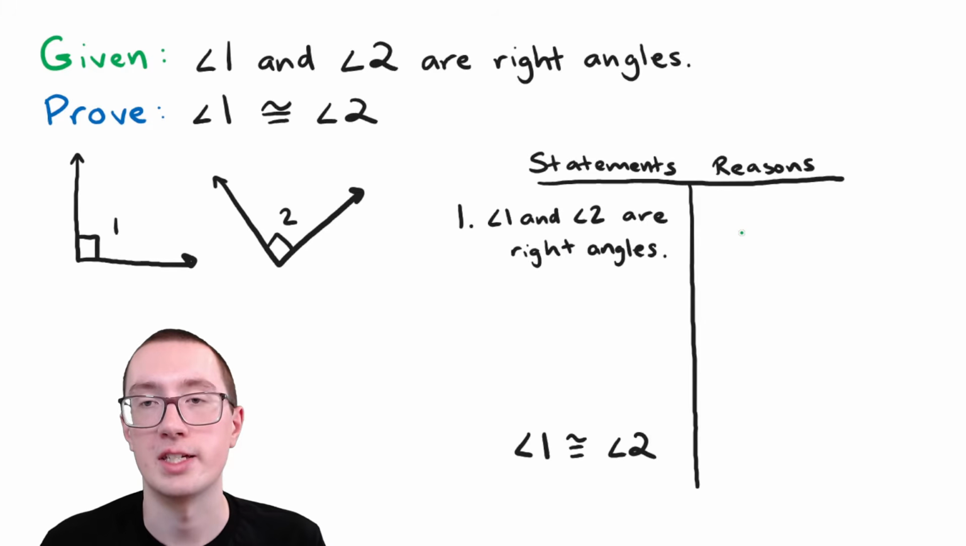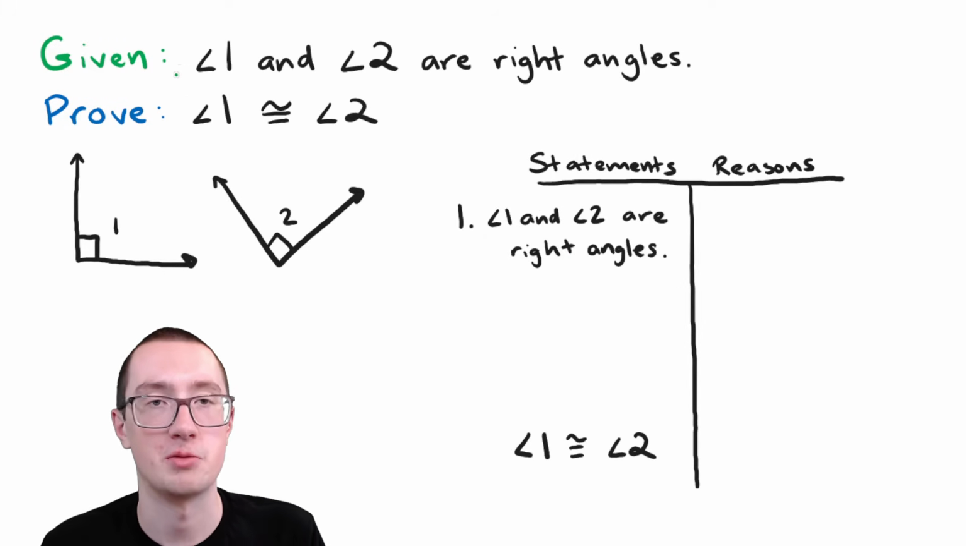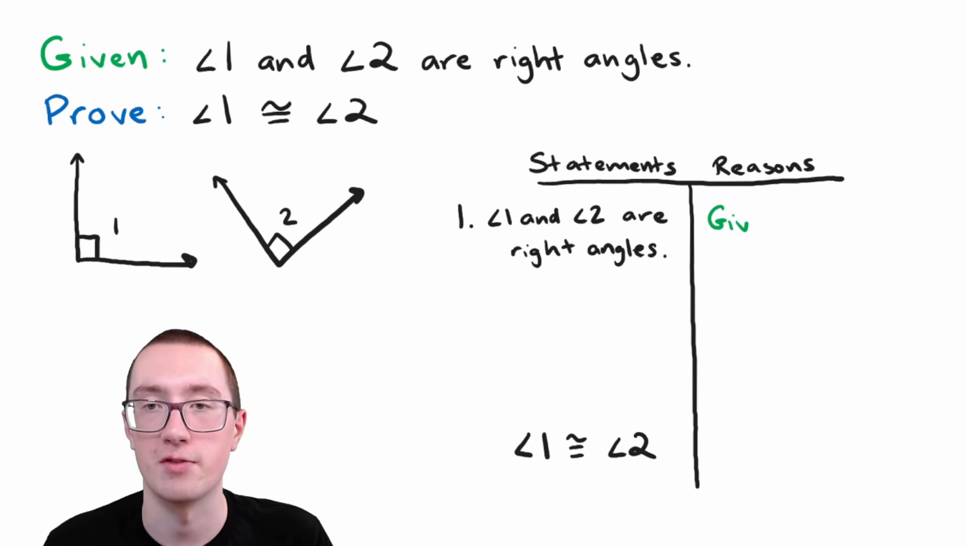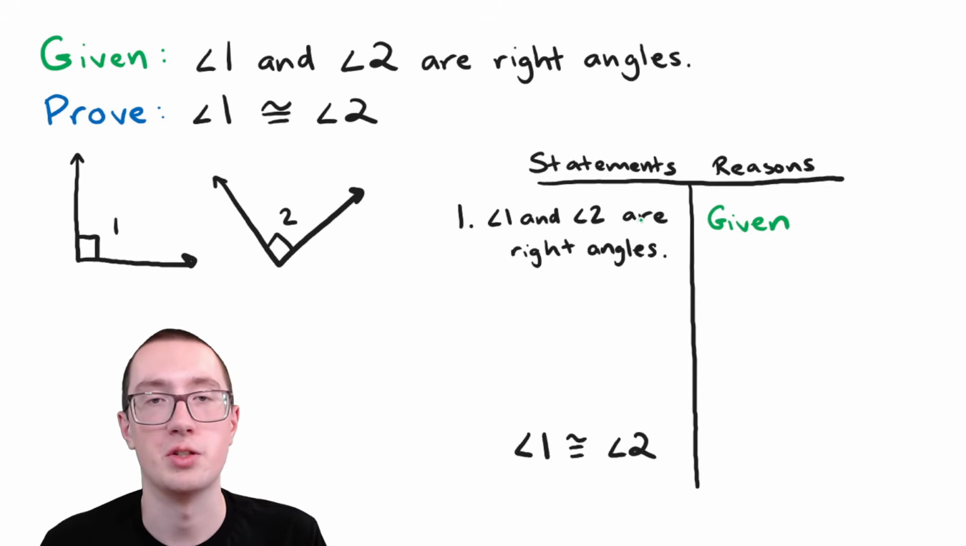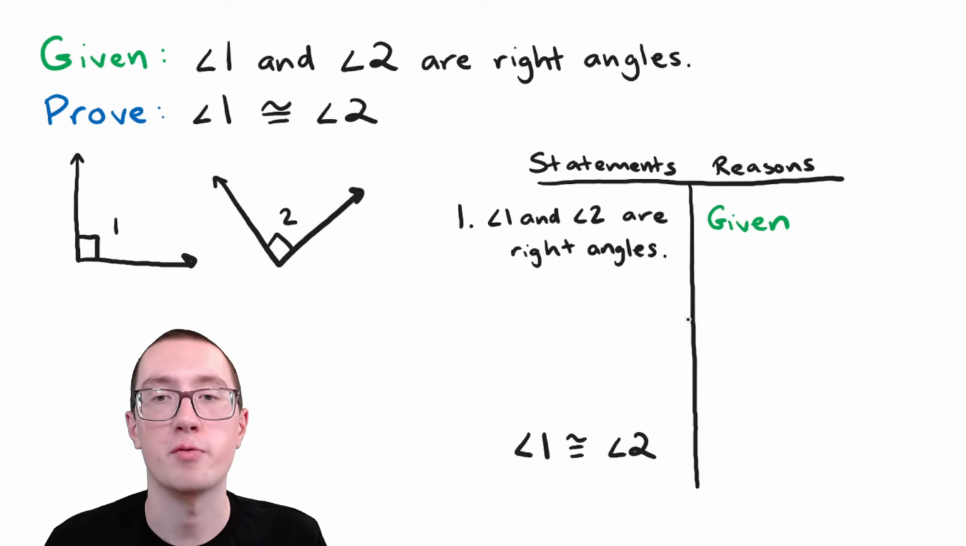The first statement is always the easiest to come up with a reason with. The reason that statement 1 is true is because it was given to us in the problem. So for that case, you can just write the word given. We only know that this is true because the problem said it was true. So you always start with your given statements. But for every statement that we say from now on, we have to have a reason.